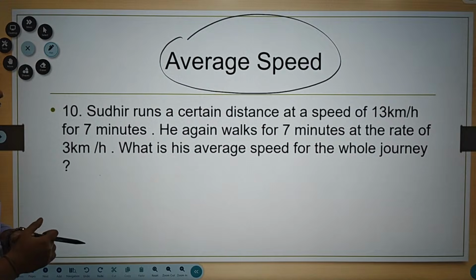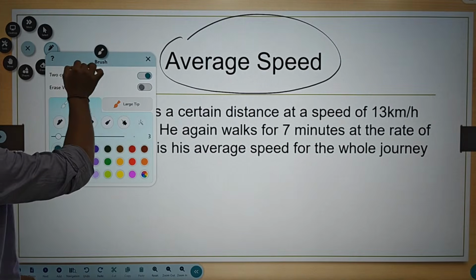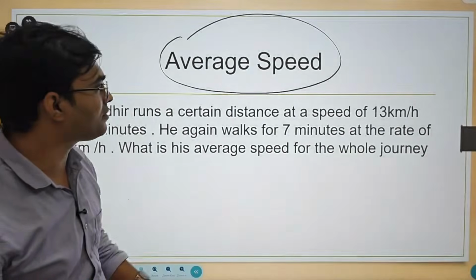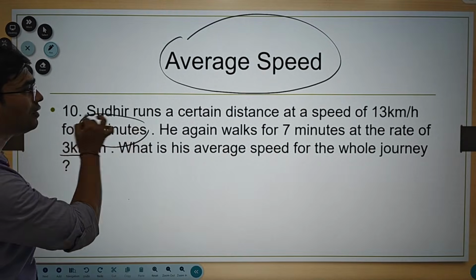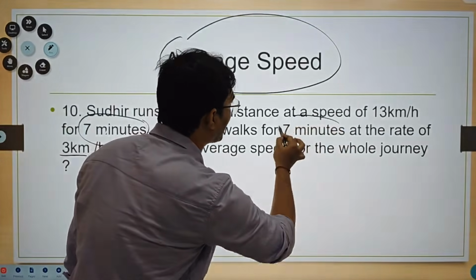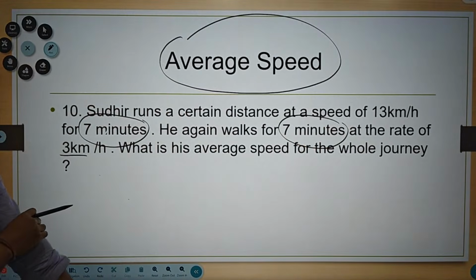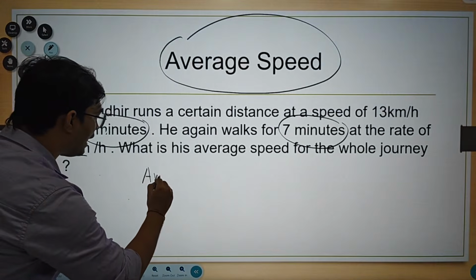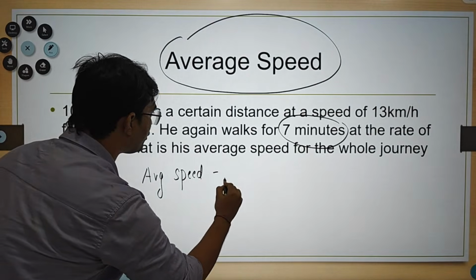Yes. Sudhir runs a certain distance at a speed of 13 kilometer per hour for 7 minutes. He again walks for 7 minutes at the rate of 3 kilometer per hour. So can I say that in both the cases, the time is given as a constant value. Time is not changing. What they are asking you, find the average speed. We know that whenever time is constant, the average speed will be equal to the average of both the speeds.